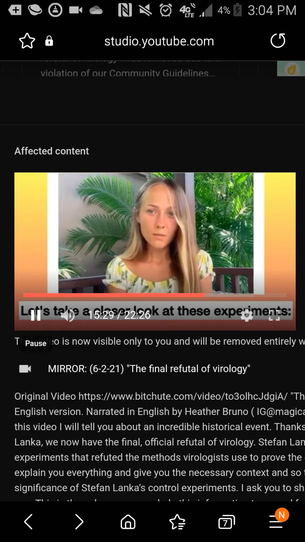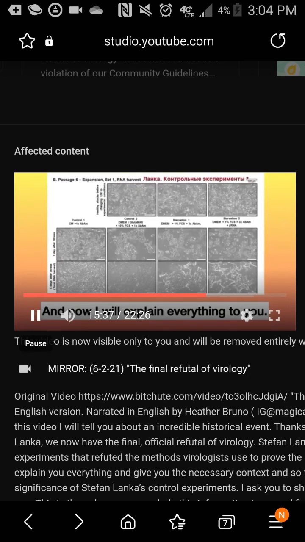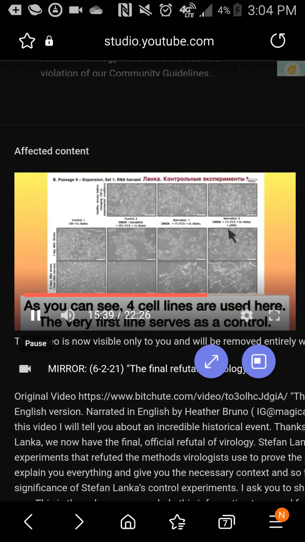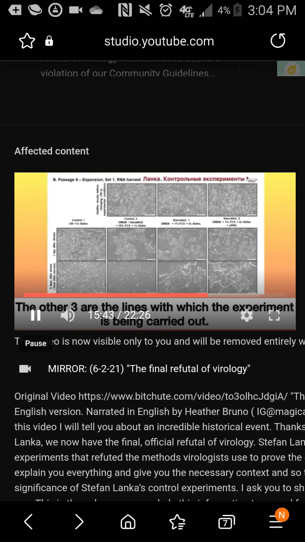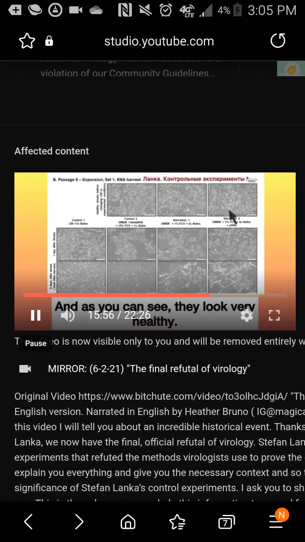Let's take a closer look at these experiments. So here are the images of the control experiments that Stefan Lanka did, and now I will explain everything to you. As you can see, 4 cell lines are used here. The very first line serves as a control. The other 3 are the lines with which the experiment is being carried out. Here at the top, we can see what these 3 experimental cell lines looked like before the start of the experiment. And as you can see, they look very healthy.